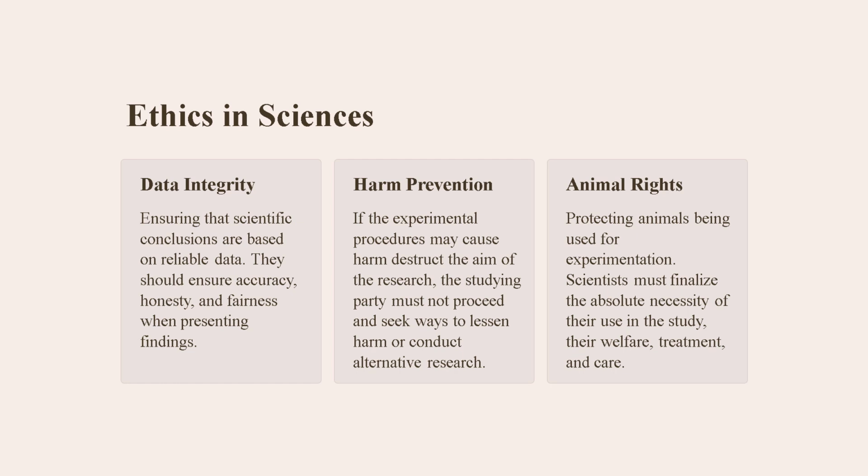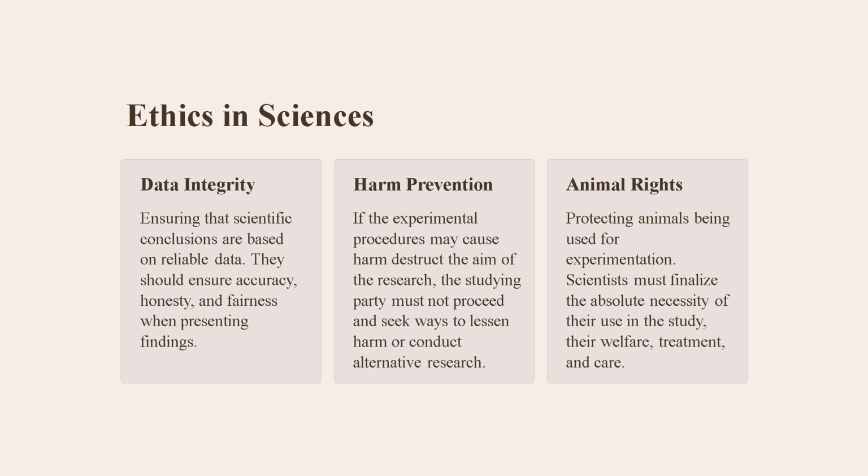Ethics in science. Now, science can be data science, it can be animal related, or it can be related to prevention. All these things have to be taken into consideration, and specifically in data science, ensuring the scientific conclusions are based on reliable data. They should ensure accuracy, honesty, and fairness while presenting findings. So, whenever you are telling something which has data, it has to be accurate, fair, and honest.